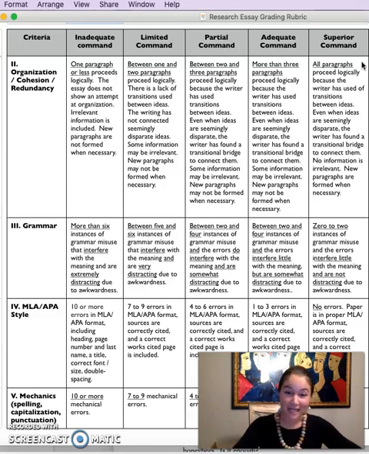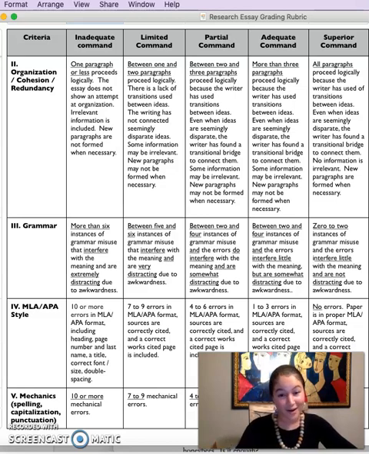Organization, cohesion, redundancy. I lumped all of these together. As long as what you've written feels cohesive, it just needs to all make sense together. So I've put here, all paragraphs proceed logically because the writer has used transitions between ideas. Even when ideas are seemingly disparate, the writer has found a transitional bridge to connect them. So essentially, you don't want any space in your essay to be wasted. Everything that you say should have a direct tie to the claim. If it doesn't, then why is it there? And maybe it shouldn't be there. Okay, so that's something that I'll be looking at when I'm reading everyone's papers.